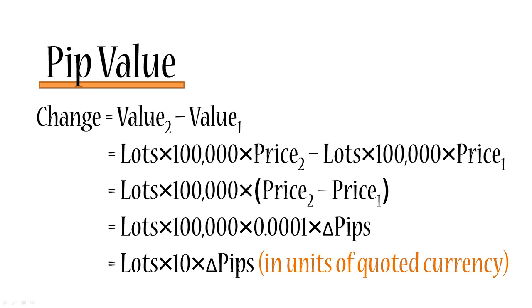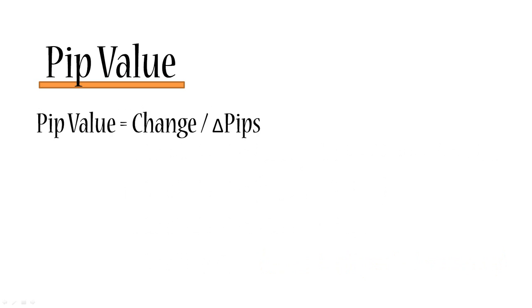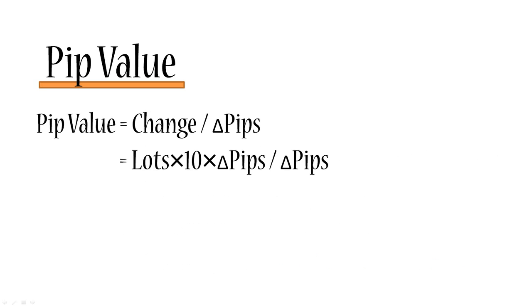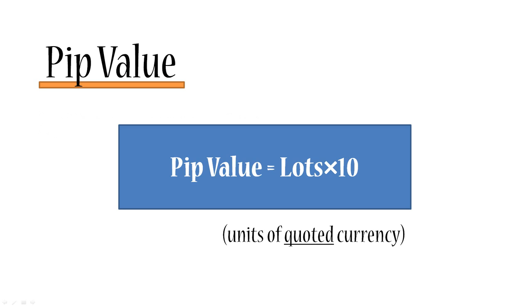So now if we proceed to calculate pip value, we need to take the change and divide it by the number of pips that the currency has moved. So if we plug in the previous result into this formula, we'll get lots times 10 times delta pips divided by delta pips. And if we simplify this formula even further, we'll get lots times 10. So this gives us a result that pip value is always equal to lots times 10 and is measured in units of quoted currency. So this is a very important formula to remember, and we'll talk about it further in the next tutorial.